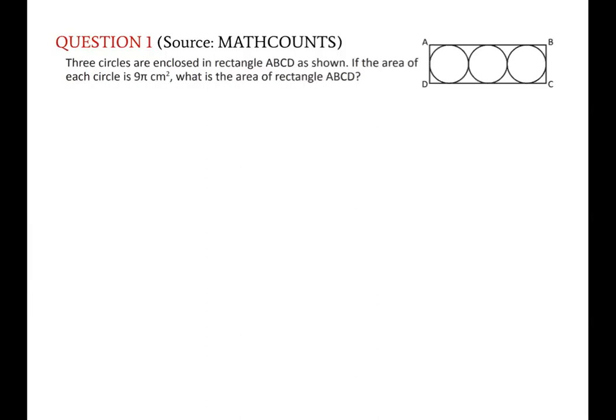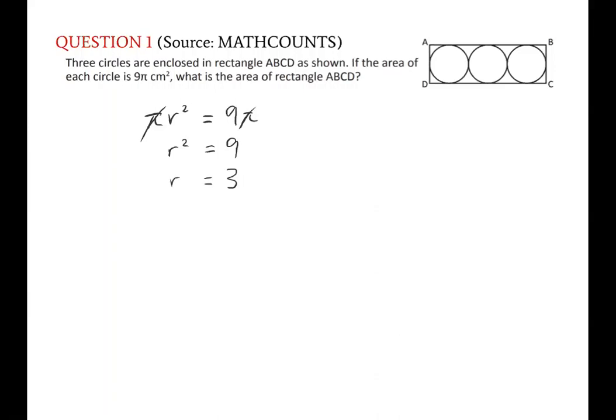So for question 1, you are given 3 circles that are enclosed by the rectangle ABCD, and we know that each circle has an area of 9 pi. First of all, we know that the formula for the area of a circle is pi r squared. Since we know the area of each circle is 9 pi, we can find that the radius squared is equal to 9, and that means that the radius of each circle is 3.